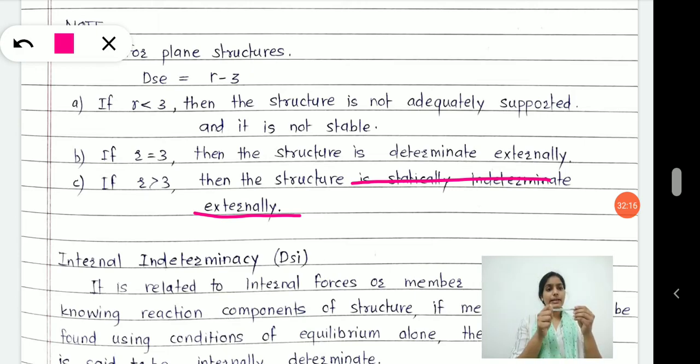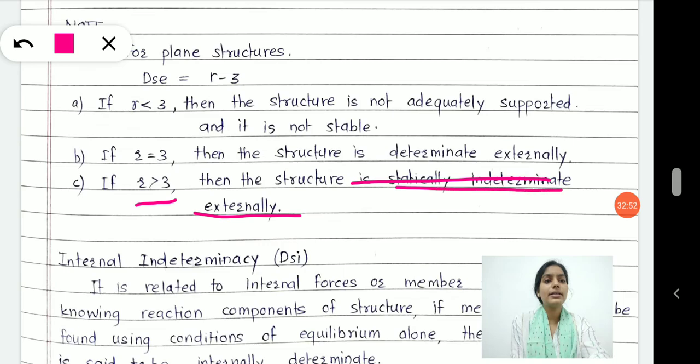if I fix my cantilever beam at one end and it is free at the other end, it is still able to stand straight. If I provide extra support here to ensure adequate support, in that case what happens? This causes extra reactions. Those extra unknown reactions can't be found with the 3 equilibrium equations. Though my structure is stable and adequately supported, we are still not able to find the unknowns, and that state is called R greater than 3, where the structure is indeterminate externally, right?